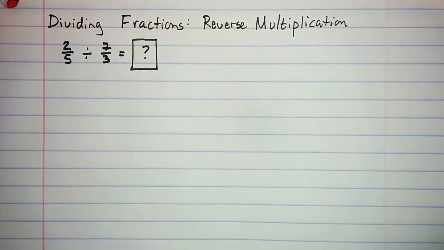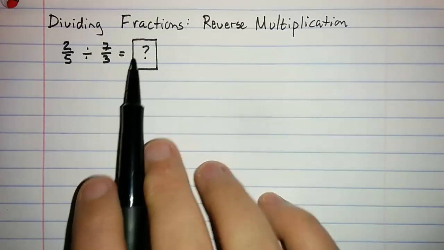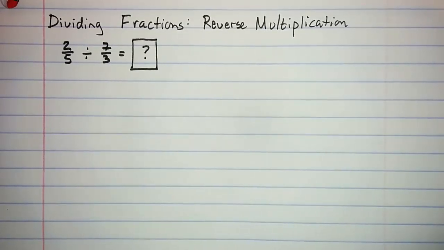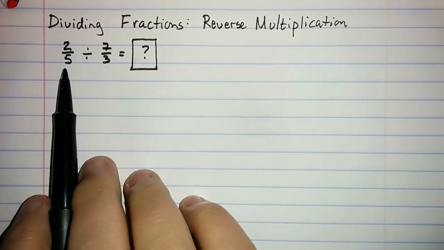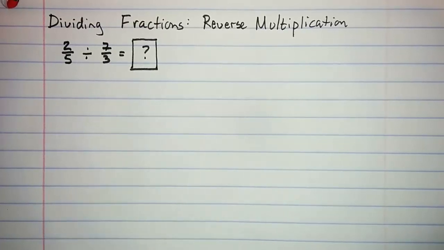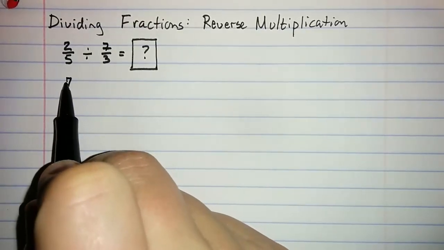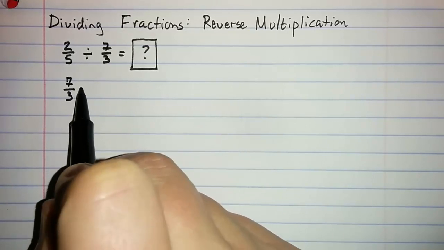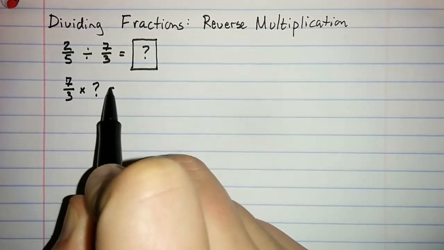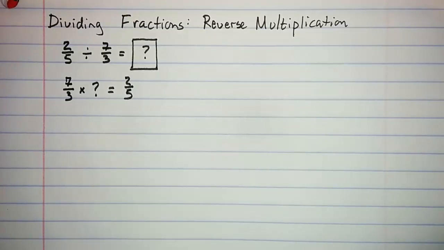Well, let's remember what division is. Division is just the opposite of multiplication. The question, what is 2/5 divided by 7/3, means the same as, what do I need to multiply 7/3 by to get 2/5? Let's think about what happens when we multiply 7/3 by something.